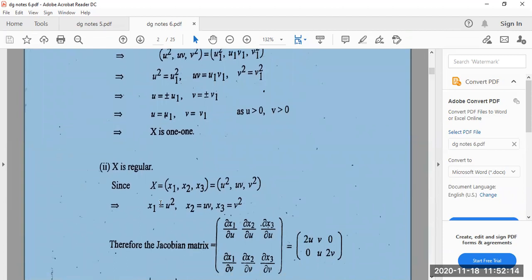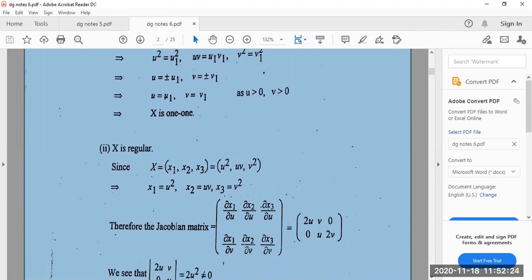We are going to name this u square, uv, v square as x1, x2 and x3. So now we have to find the Jacobian matrix. If we already know what a Jacobian matrix is and how to find it, you can find it like this, or you can keep u as it is and vary x. Just like that: ∂x1/∂u, ∂x2/∂u.